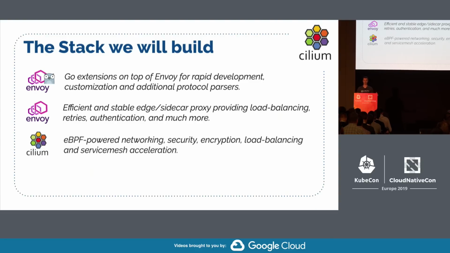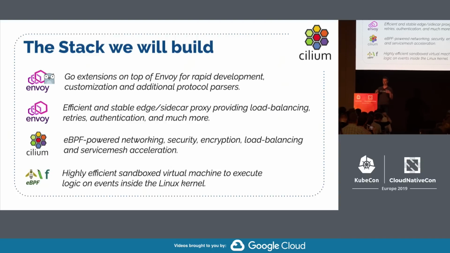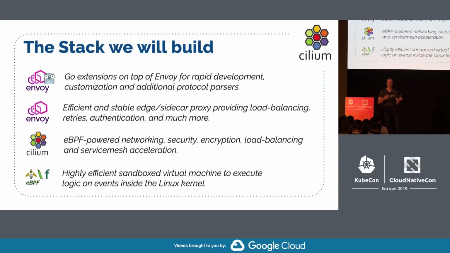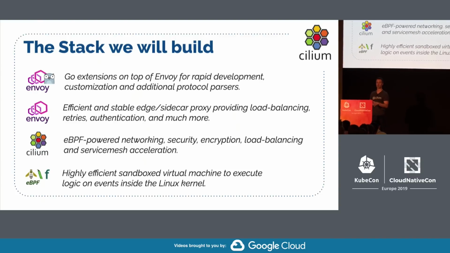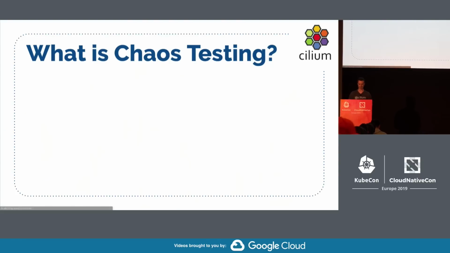We'll be using Cilium below Envoy as the CNI and networking plugin and as the load balancing plugin. And we will use eBPF as the powerful technology in the kernel that allows us to do a lot of this transparently and efficiently. We'll dive into all of those details, but I wanted to show you the full stack up front. So these are the components that we're using to do chaos testing today.